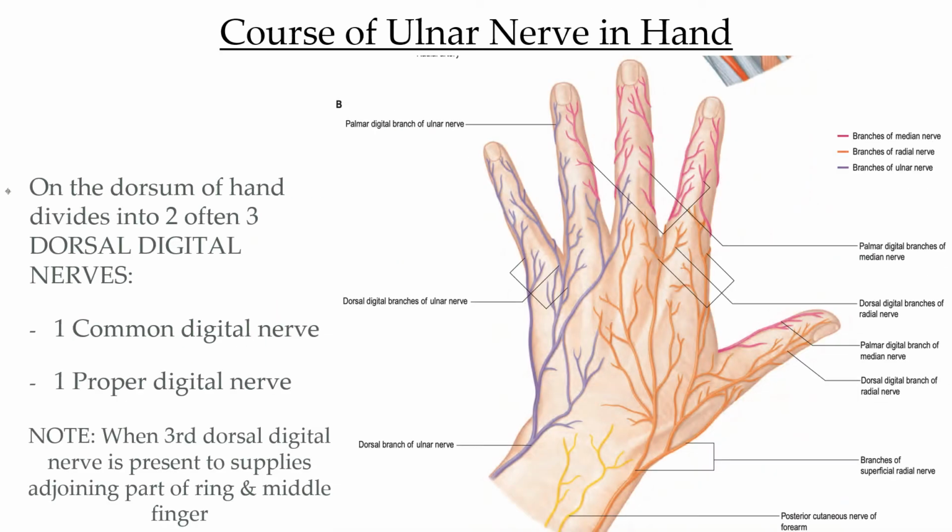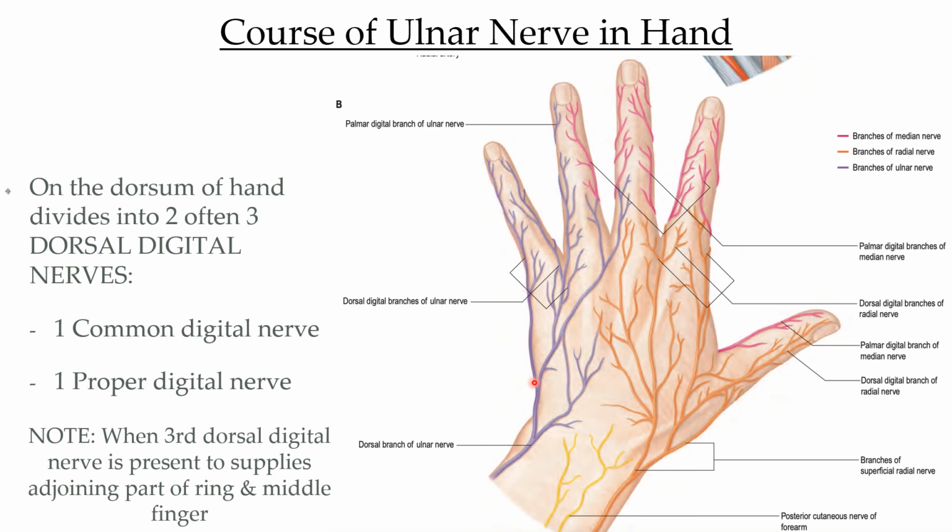On the dorsal side of the hand, the ulnar nerve divides into two, and very often three, dorsal digital nerves, which are the proper digital nerve and the common digital nerve. As you can see in this illustration, this is the ulnar nerve and it is dividing into this proper digital nerve, which descends distally along the medial border of the little finger and provides cutaneous nerve supply to the skin over the medial side of the little finger, or the fifth digit.